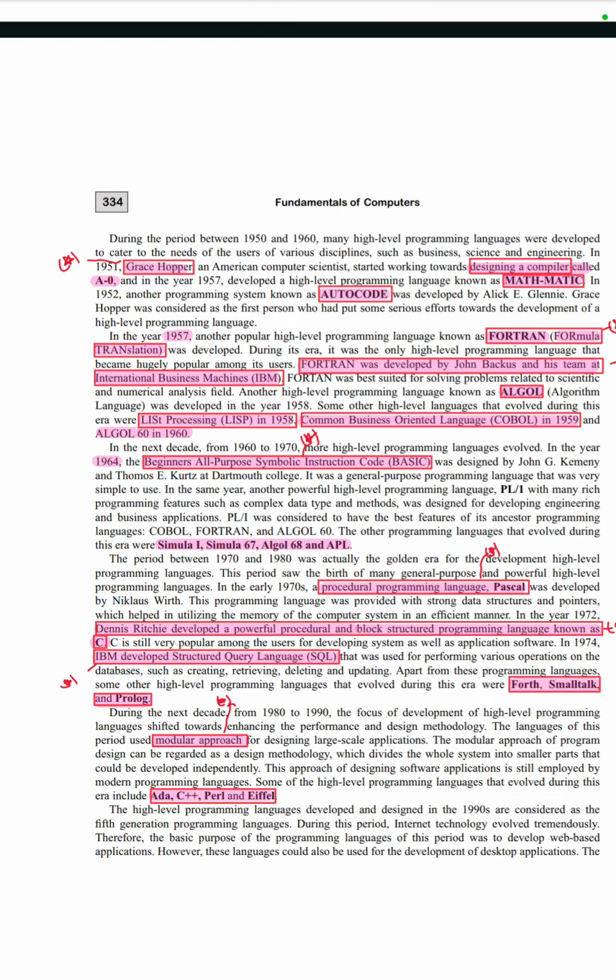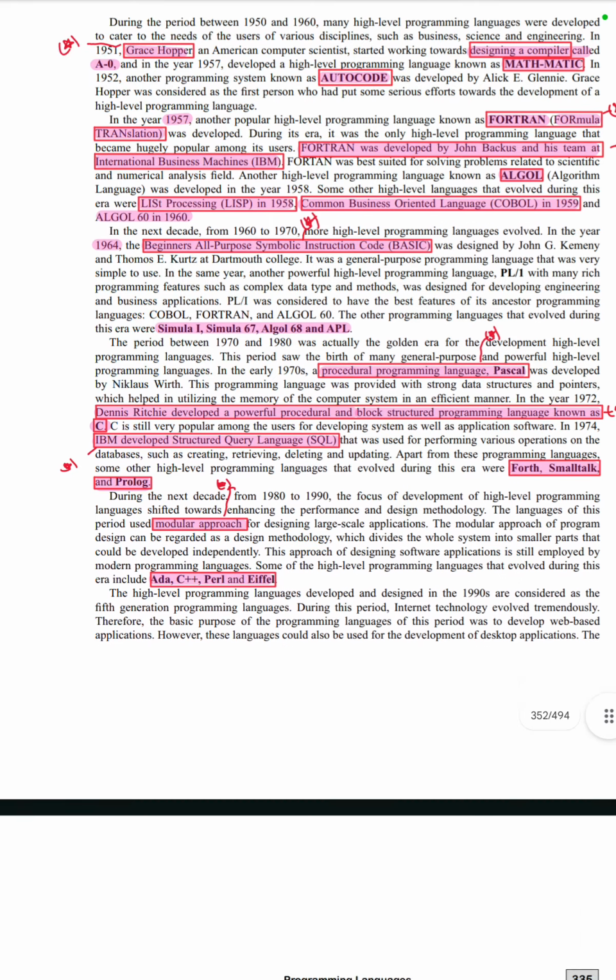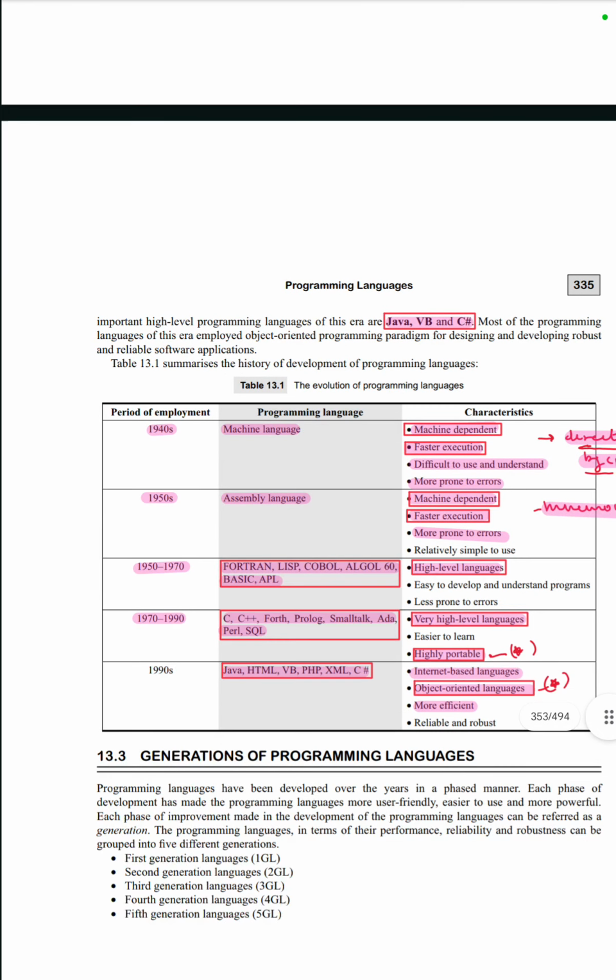Some of the high-level programming languages that evolved during this era include ADA, C++, Perl, and others. Important high-level programming languages of the next era are Java, VB, and C#.